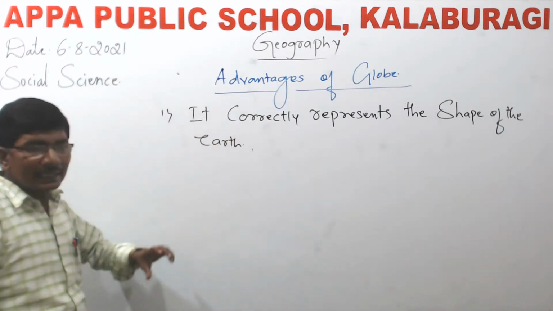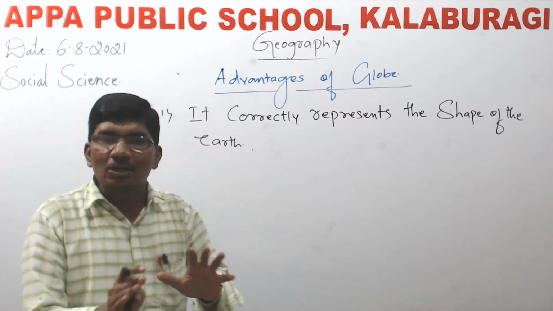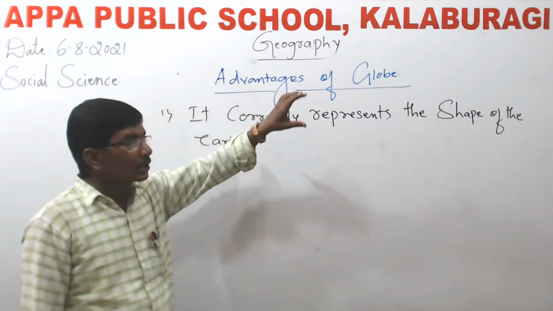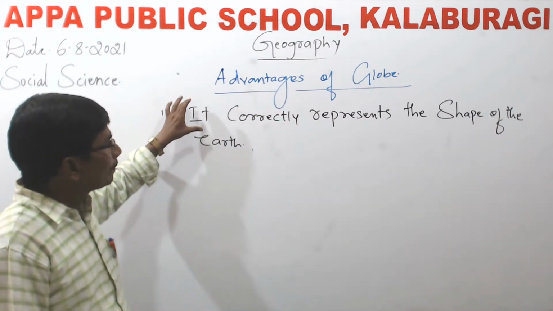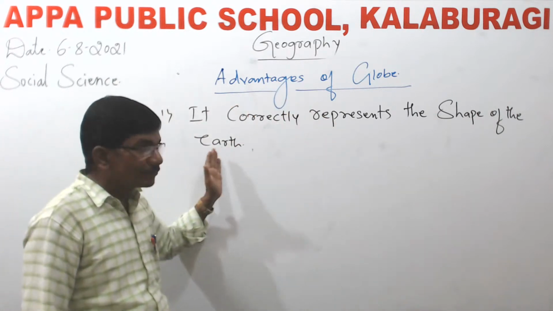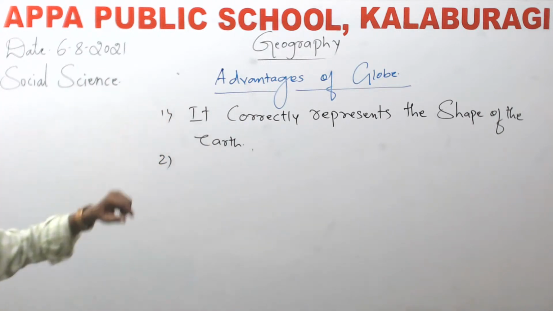So already I told you that we cannot see the whole earth. It's not possible. That's why human beings made the globe. So it correctly represents the shape of the earth. Got it, children? This is the first advantage.